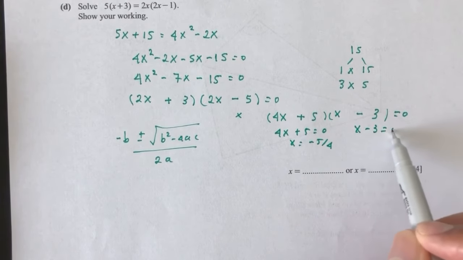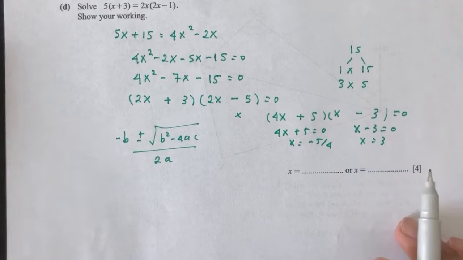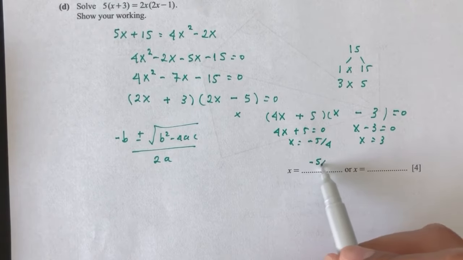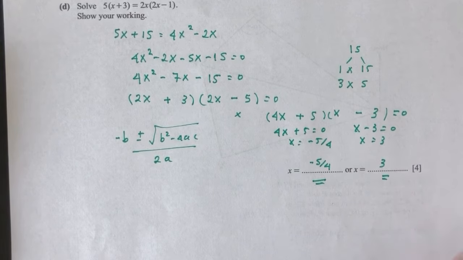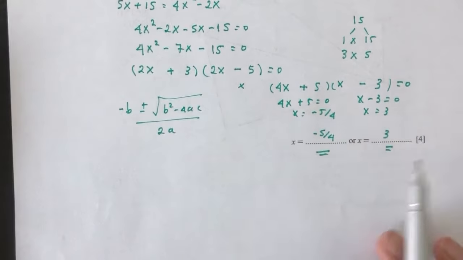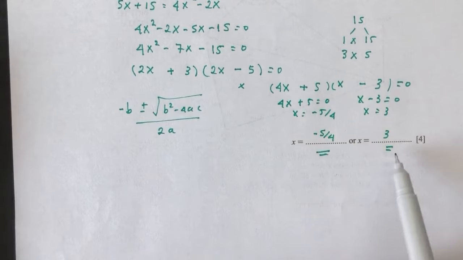X minus 3 will be 0, so x will be 3. Part 1 will be minus 5 over 4 and 3. These will be your answers. Well, if you cannot do this, that's okay. You can just use this formula here to find those two answers.